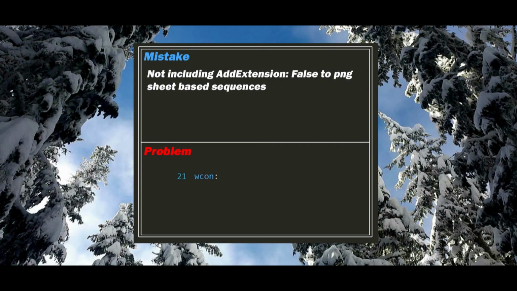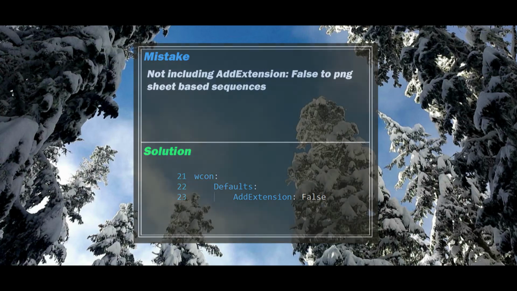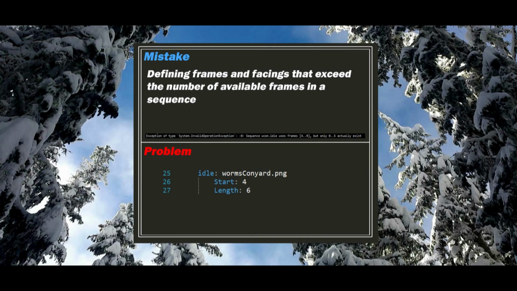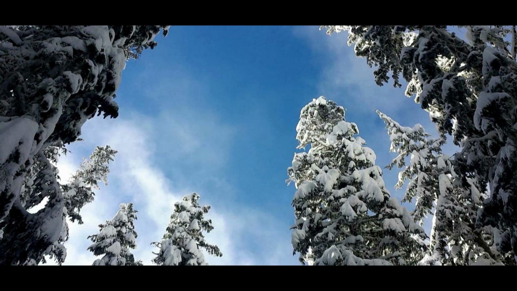Not including add extension false to PNG sheet-based sequences. Crash: actor name does not have a sequence named name, fixed by including add extension false. Defining frames and facings that exceed the number of available frames in a sequence. Crash: sequence uses number amount of frames, but there is only number available, fixed by defining the correct number of frames.